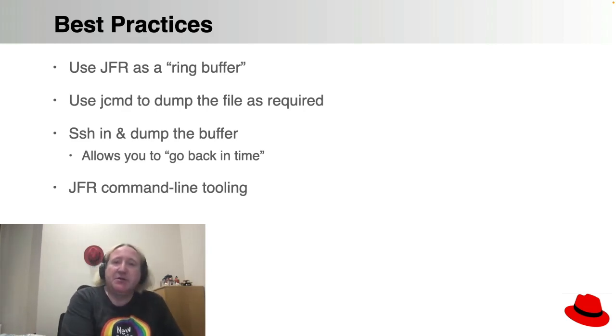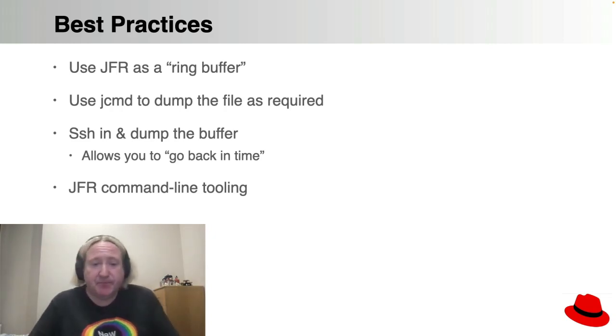There are also some practices you can do to mitigate this. You can set things up so that JFR is configured as a ring buffer. So what that means is the buffer is constantly running and it's recording the last however many seconds or however many megabytes of JFR information, and then you can trigger JFR to dump that buffer out as a file. So let's have a quick look at this in a demo.